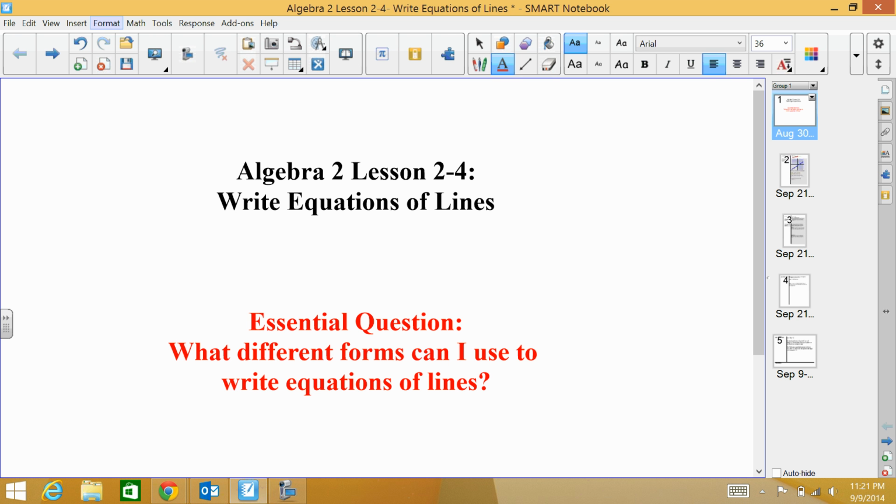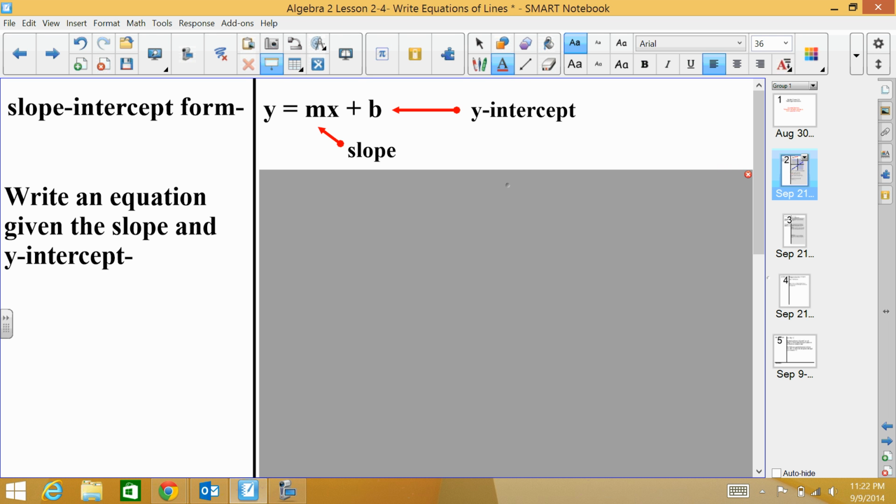Today in section 2.4 we're going to be writing equations of lines in 3 different ways. So your essential question is, what different forms can I use to write equations of lines? The first way that we're going to look at is the most standard, which is slope-intercept form.